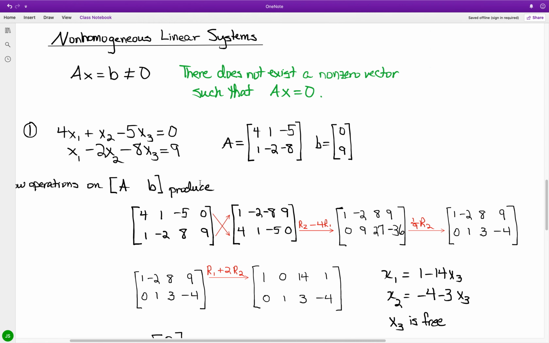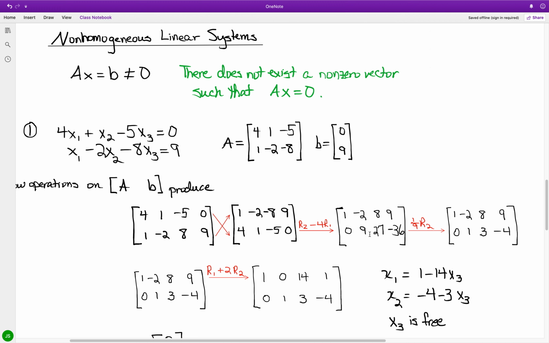I can interchange the top and bottom rows, and just have 1 at the top, 4 at the bottom in the first column, and I can make the 4 into a 0, so I take 4 times the first row elements from the second row elements. So I get this result: going from 4, 1, -5, 0 to 0, 9, 27, -36.